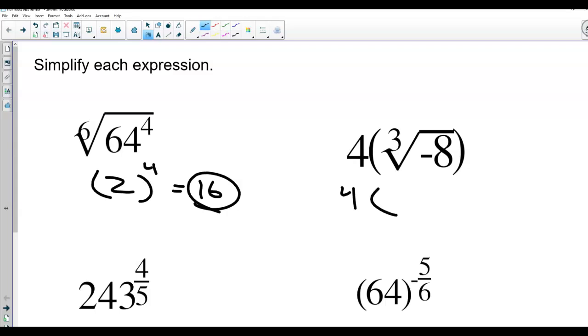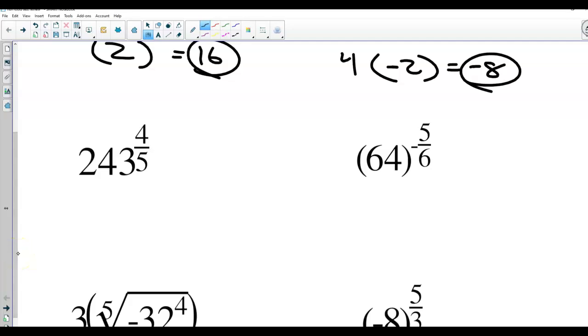The cube root of negative 8 is negative 2. And then 4 times negative 2 is negative 8. You can have a negative when the index is odd. You're not going to have a negative when the index is even.